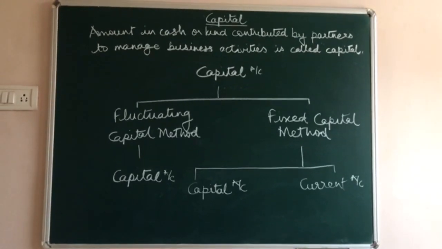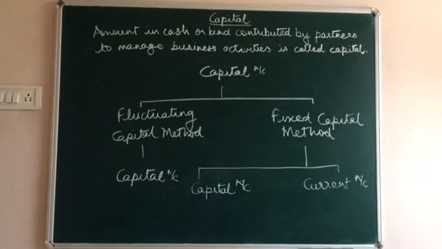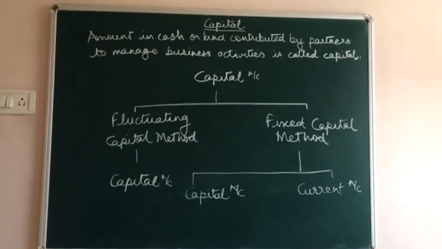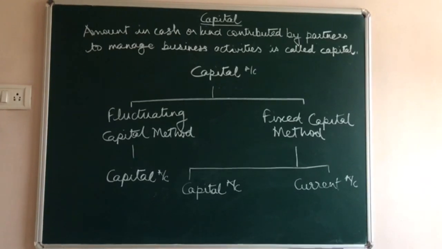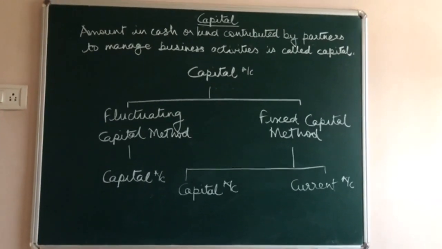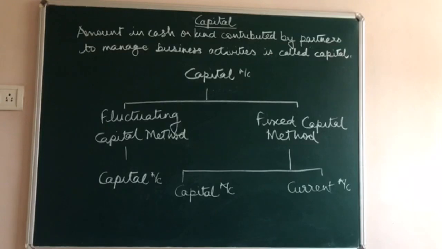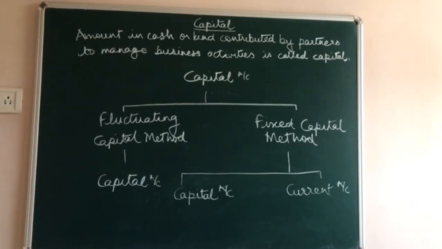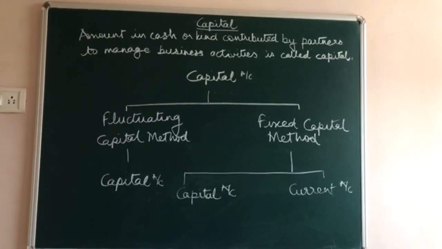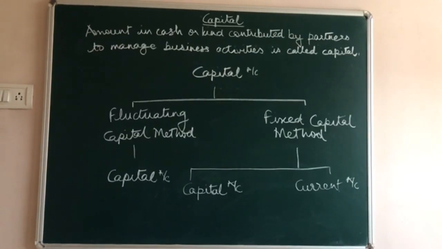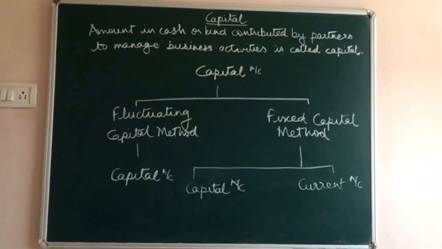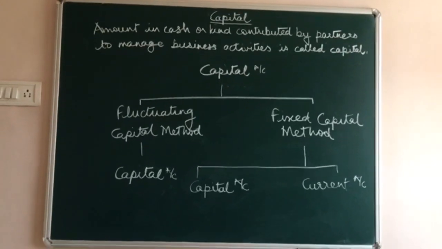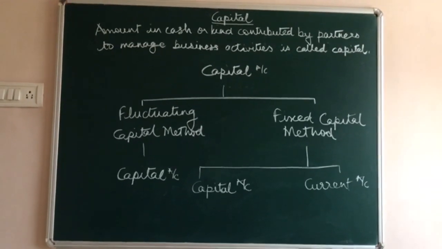Now, in case of partnership, amount brought in cash or kind by the partners to manage the business activities is called capital. This capital contribution may be in the form of cash or it may be in the form of assets such as goods, machinery, land and building, etc. The capital is a long term liability of business. This amount is payable by business to the owner only at the time of closure of business.